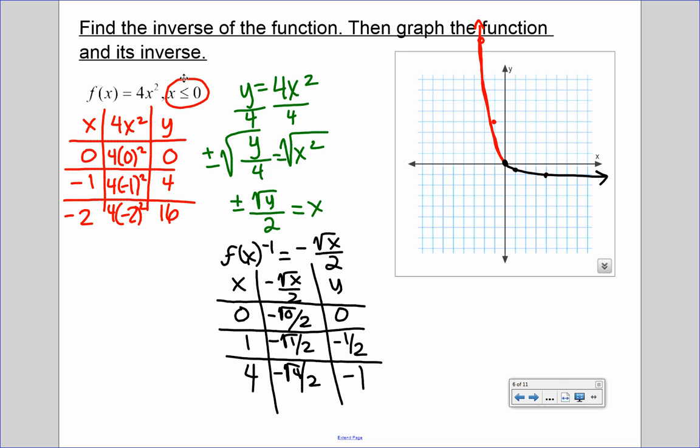Let's graph our y equals x, because an inverse is reflected over that line. Okay, and we've got it, looks great. Let's try another one.